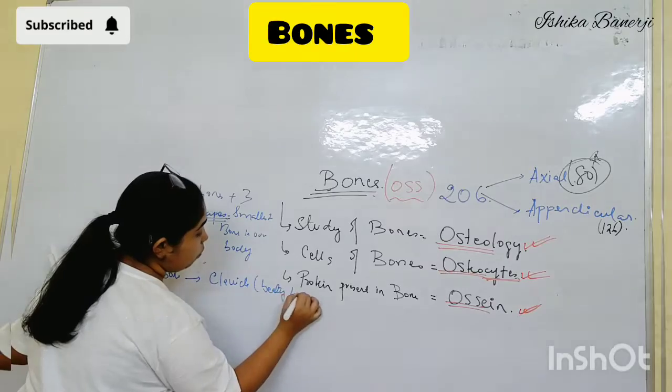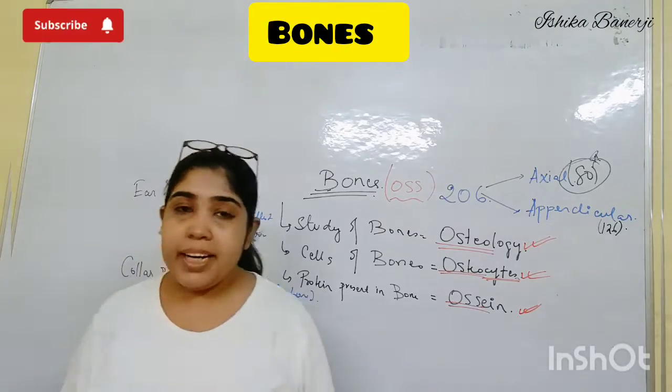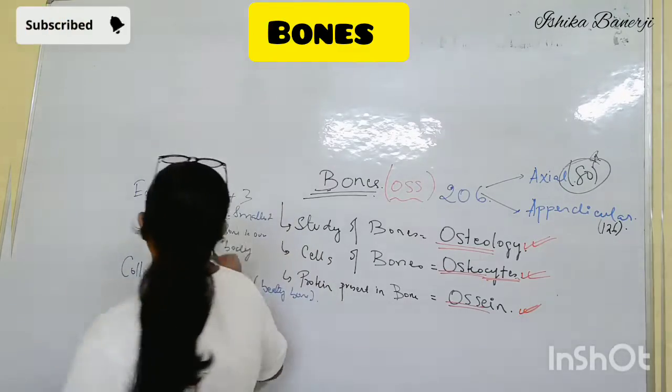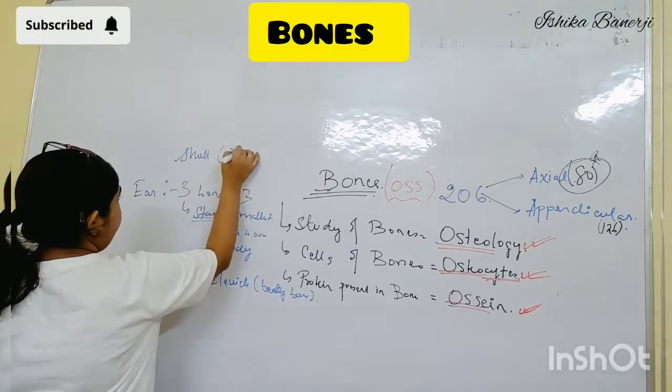The beauty bone, which provides beauty. In our skull we have a total of 29 bones. How many bones are there? A total of 29 bones are there in the skull. Okay, the skull will have 29 bones.